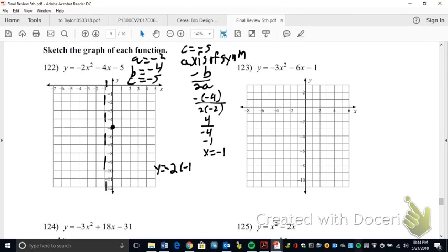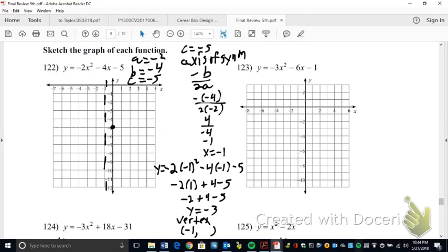So we have y equals negative 2 times negative 1 squared minus 4 times negative 1 minus 5. That's negative 2 times 1. Negative 4 times negative 1 is 4 minus 5. So we have y equals negative 2 plus 4 minus 5, or y equals negative 3. So our vertex is then going to be at negative 1, negative 3.